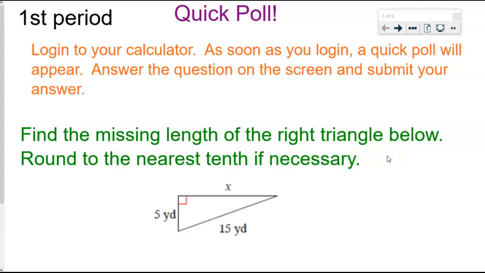We're going to start with this quick pull: find the missing length of the right triangle below. Round to the nearest tenth if necessary. Go ahead and pause the recording until you have this done. Return to check your answer.